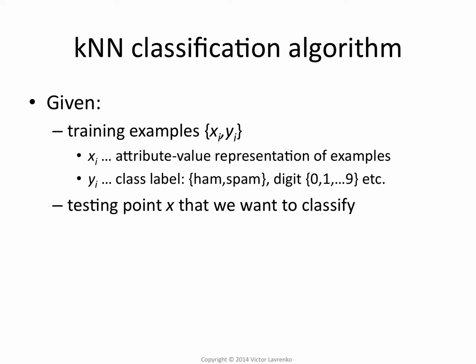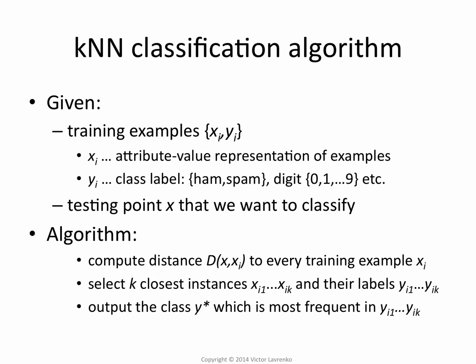With nearest neighbor, there is no training phase at all. So the algorithm gets the training set and the testing set at the same time. So the input is a set of training examples, xi, yi. Xi is a set of attribute value pairs for the ith instance. Yi is the label, and if we're doing classification, it's the class label. So ham or spam, or if you're recognizing digits, it's the value between 0 and 9. And then we get the point x, and that's the point that we're trying to classify.